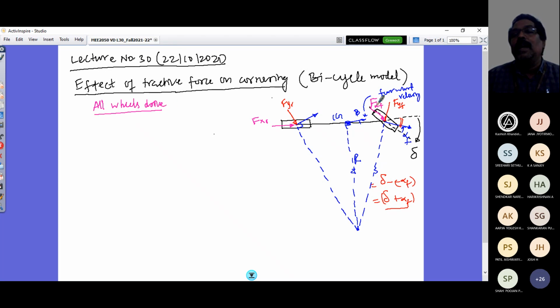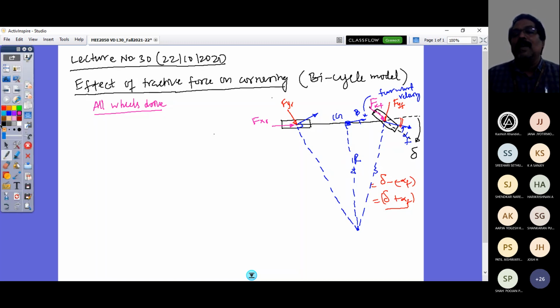So if I have only Fxf, then it's front wheel drive. If I have only Fxr, then it is rear wheel drive. So I'm taking a general case, it is all wheel drive. So these are the forces at the contact of the tire-wheel assembly with the road, and these forces are necessarily developed along with the lateral force.